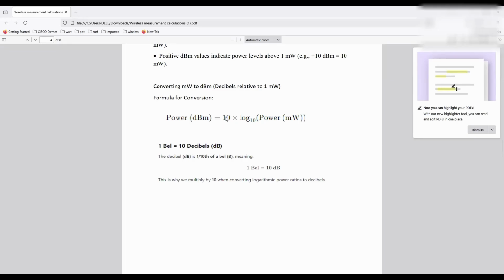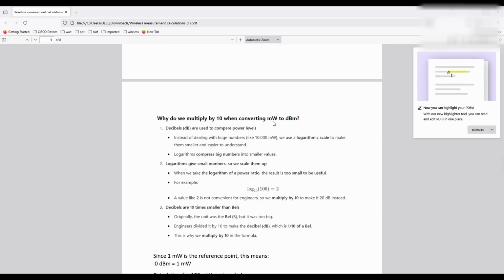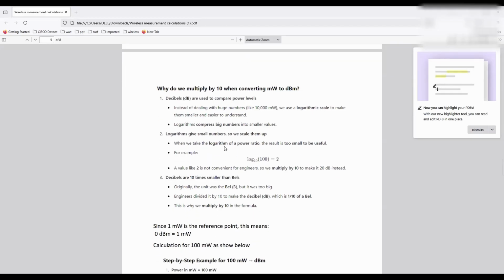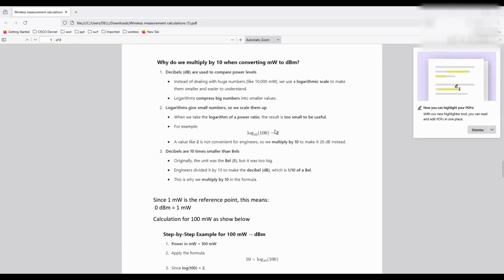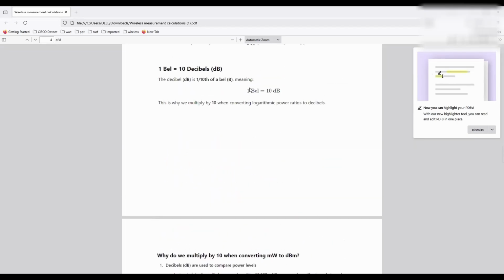Okay. So in yesterday's class, you had the confusion about why we are multiplying with 10. So this is the reason. Why do we multiply by 10 when converting milliwatts to decibels? Instead of dealing with huge numbers like 10,000 milliwatts, we use a logarithmic scale to make them smaller and easier to understand. When we take the logarithm of a power ratio, the result is too small to be usable. For example, log 10 of 100 is equal to 2. A value of 2 is not convenient for engineers, so we multiply by 10 to make it 20 dB instead. With the log function we get a relative value, and we multiply with 10 because one bell is equal to 10 dB.